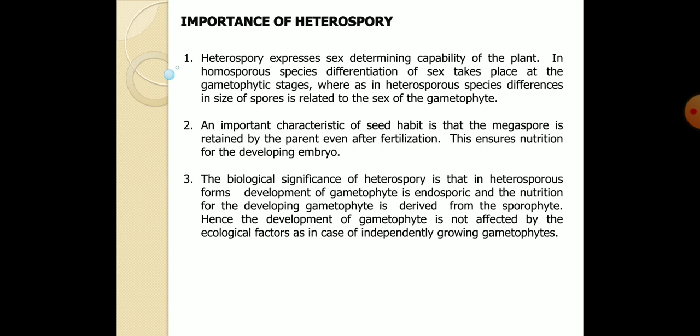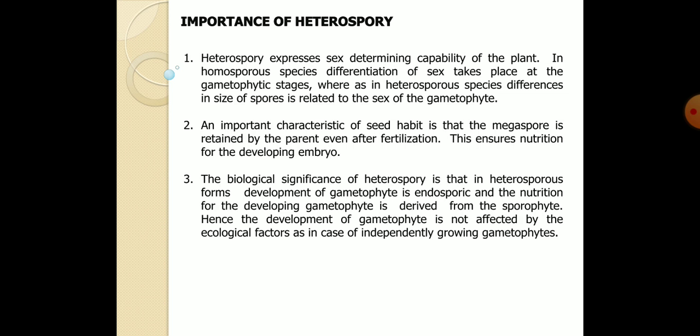In the homosporous species, differentiation of the sex takes place at the gametophytic stage, whereas heterosporous species differentiate in the size of spores in relation to the sex of the gamete. Second, an important characteristic of seed habit is that the megaspore is retained by the parent even after fertilization. This ensures nutrition for the developing embryo.